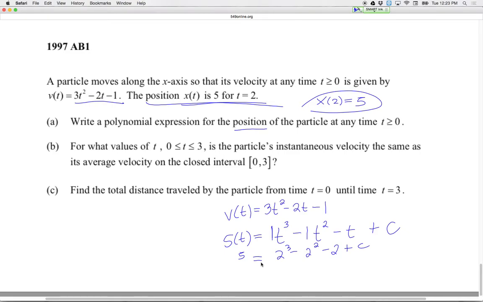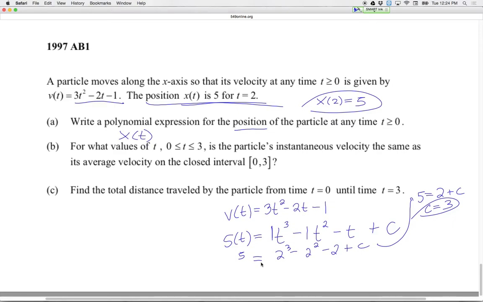All right, so we're going to have 8 minus 4, minus 2. So we're going to have 5 equals 2 plus c. So what's c equal? 3. Isn't that awesome? We now have the position function. X of t.